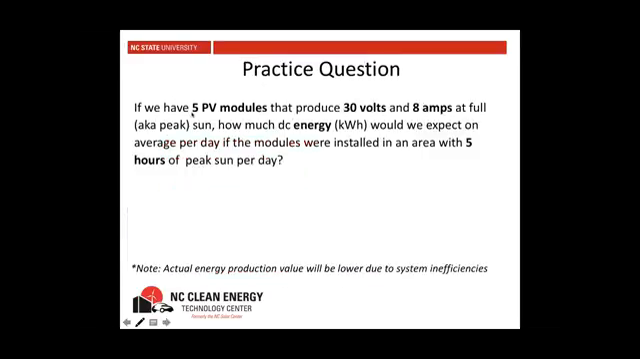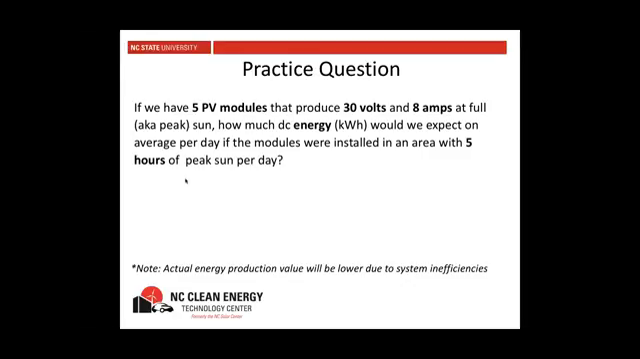So what about energy? Well, if we look at the energy, we have to know something about how long the sun is shining. So we've got these 5 PV modules that produce 30 volts and 8 amps at full sun. How much energy are we going to make if these modules are installed in a place where they get about 5 hours of sun a day on average, or one day?